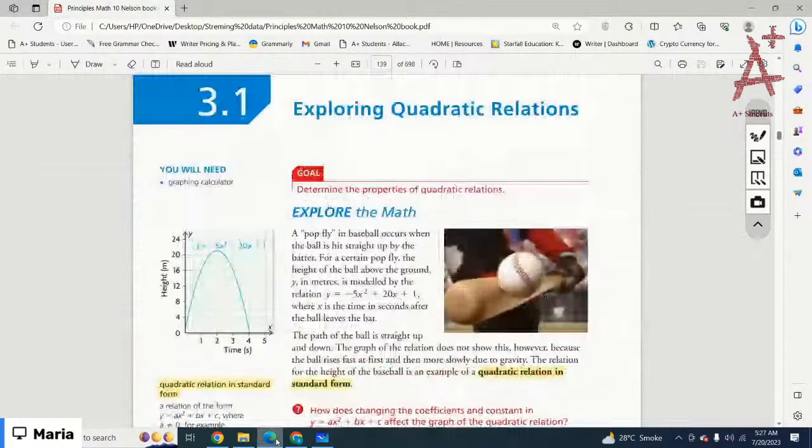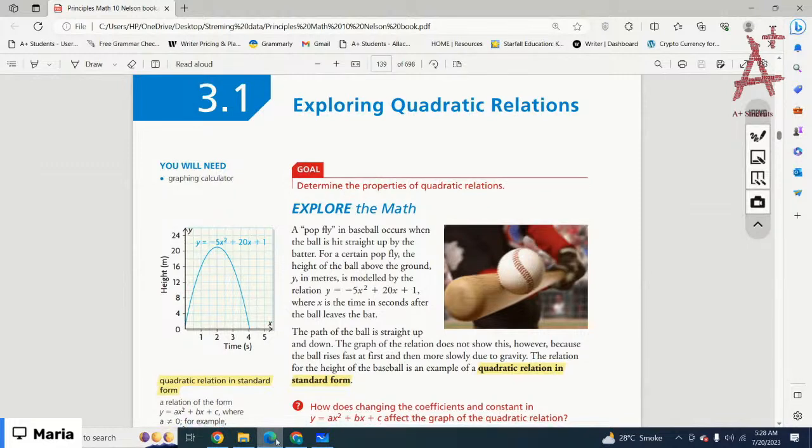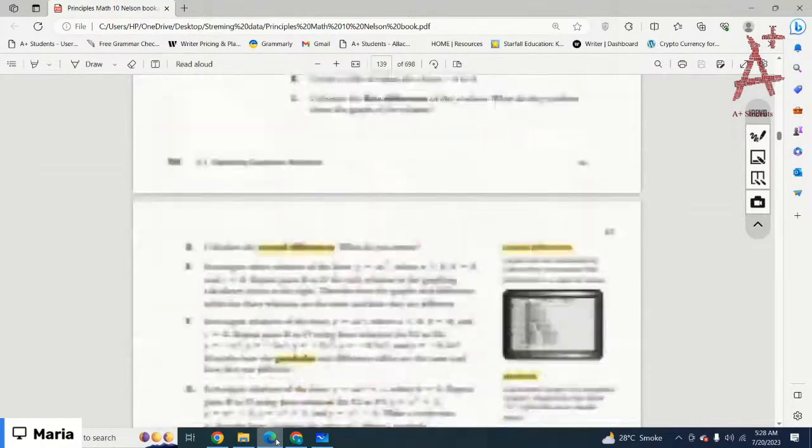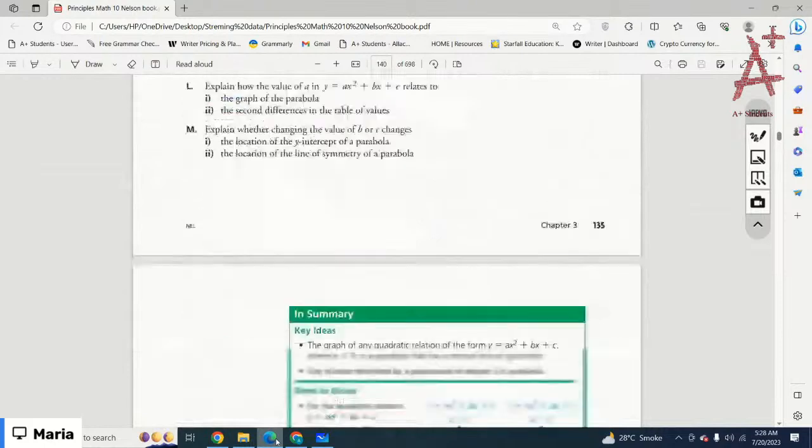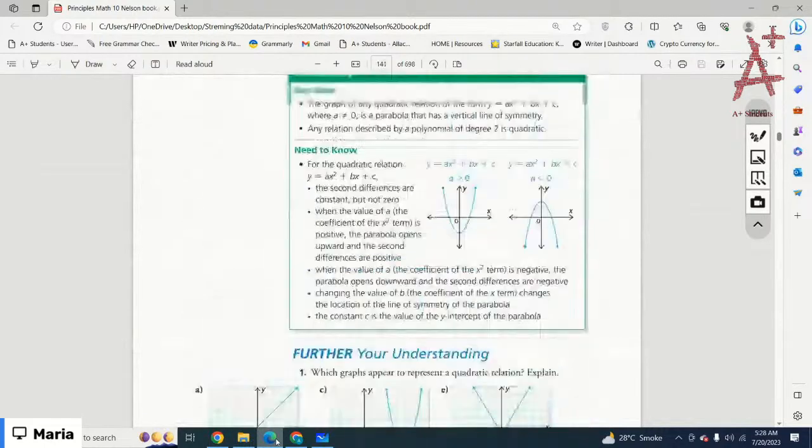Exploring quadratic relations. So let's just start with the first lesson of chapter 3, that is exploring quadratic relations. We're going to learn the properties of the quadratic relations. Okay, let me just read the summary.